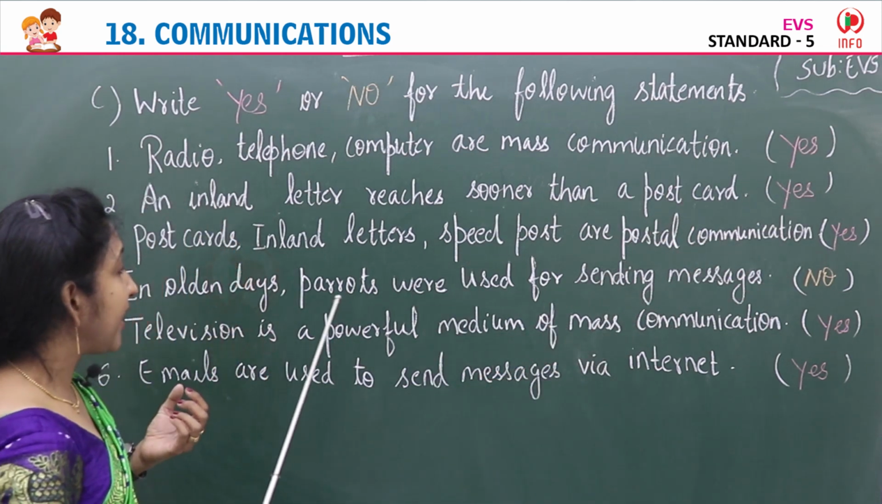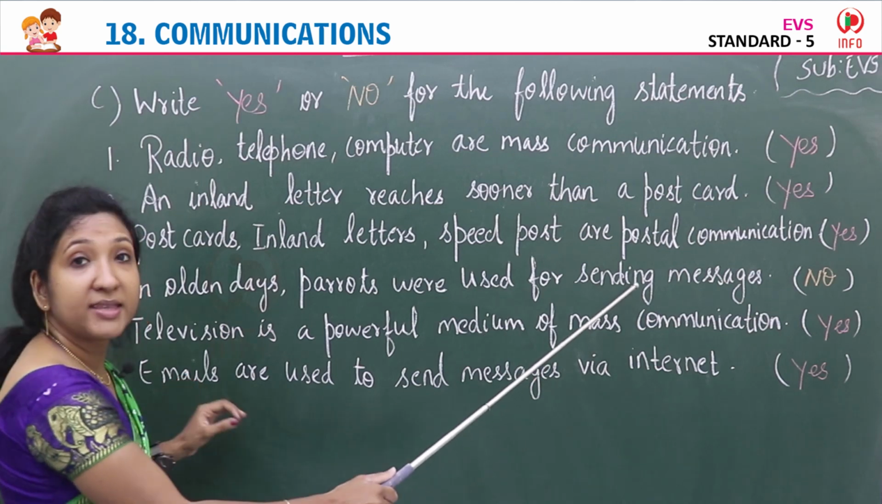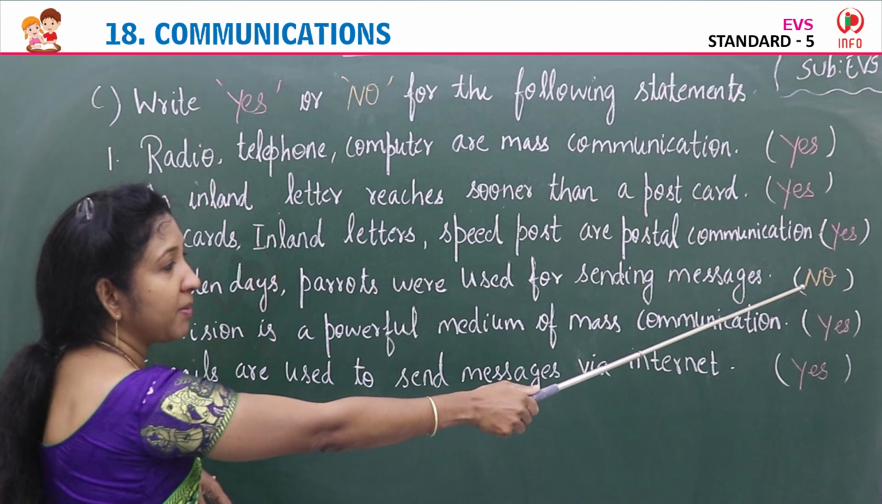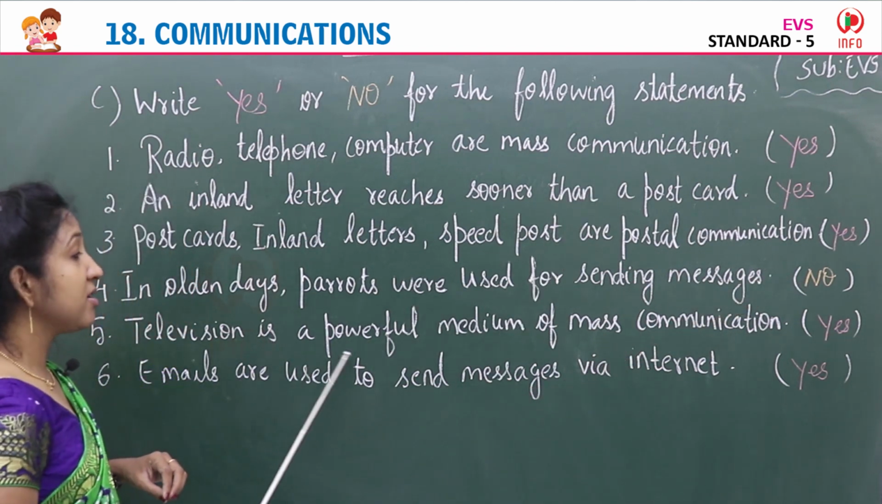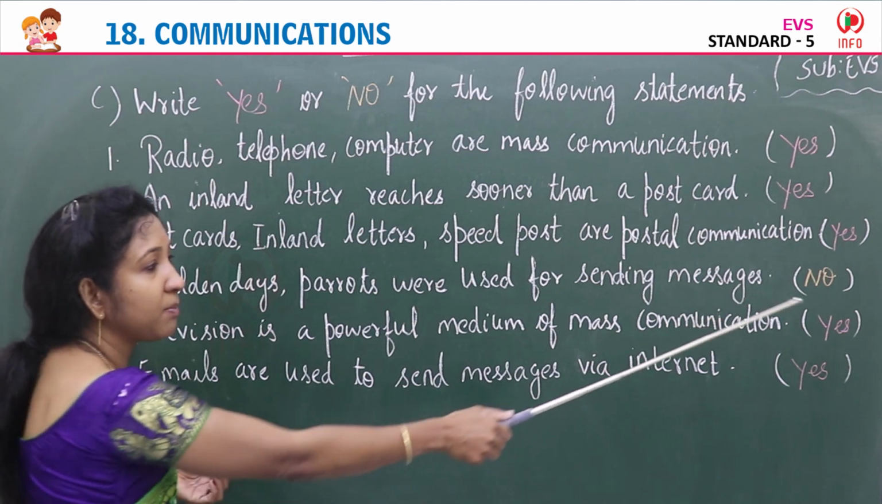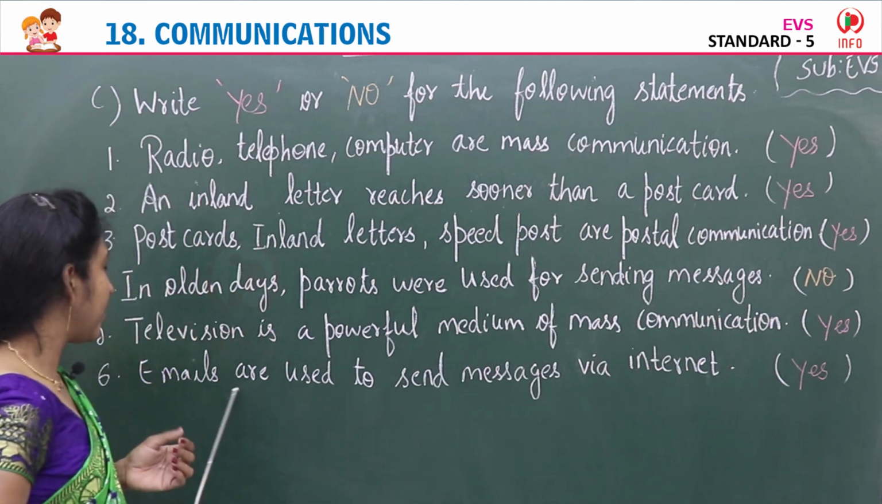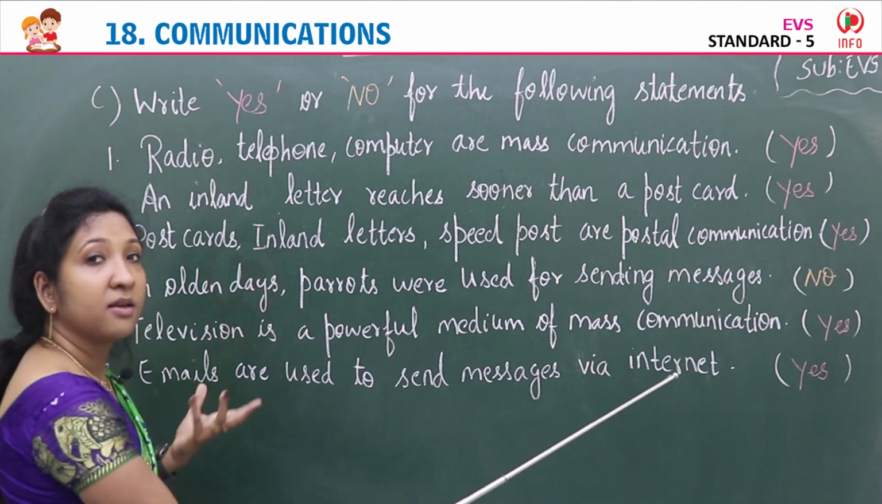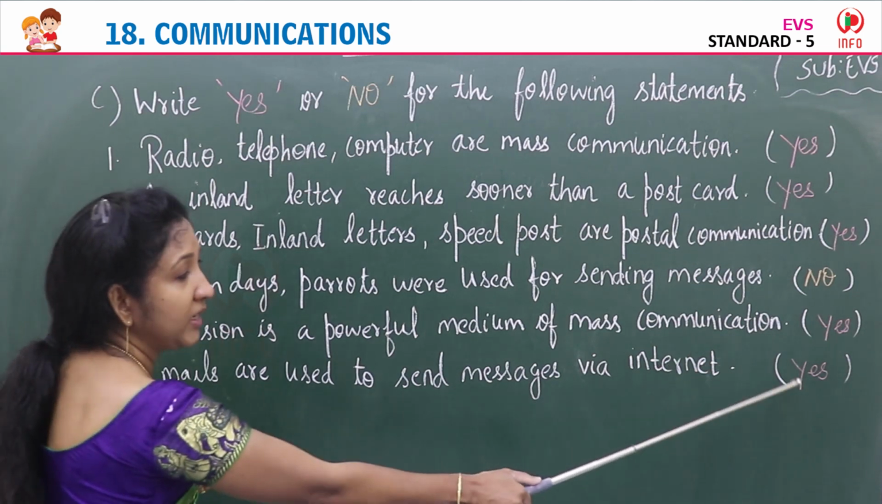Fourth one, in olden days parrots were used for sending messages. It is a wrong statement, so write no in the brackets. Fifth one, television is a powerful medium of mass communication. It is a true statement, so yes. Last one, sixth one, emails are used to send messages via internet. Yes, it's a correct statement, so write yes.